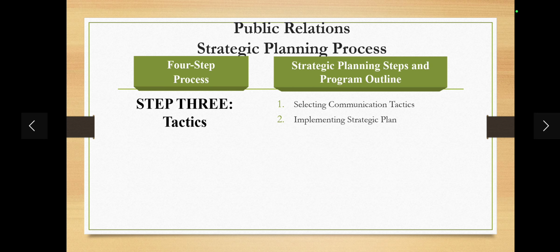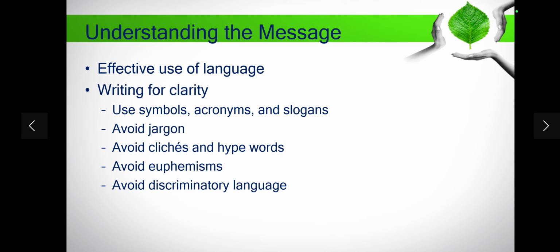Now we come to step 3, which is tactics. Under tactics, we do 2 things: selecting communication tactics and then implementing the strategic plan. So that is where we are now. Strategic, the tactics. Selecting your communication tactics, and then you implement. So let's look at selecting communication tactics. How do you select them? And then we move to how to implement them.